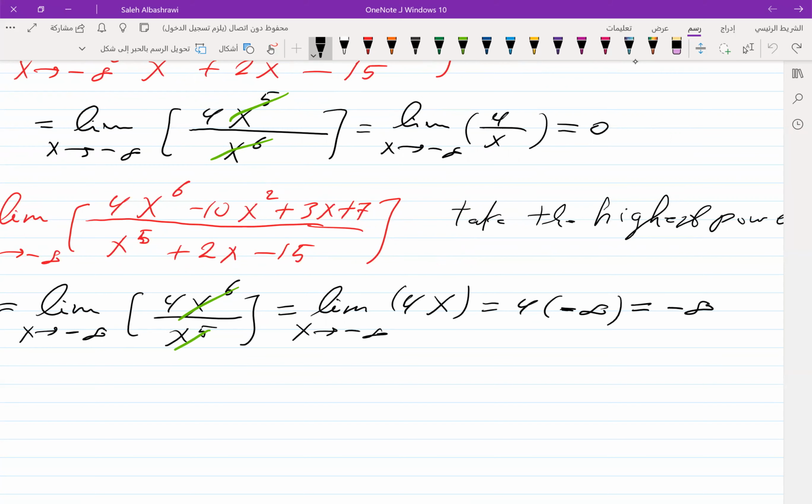So these are three cases for the rational function where the numerator and denominator are polynomials. Take the highest power. If the power up equals the power down, we take the coefficients a over b. If the power down is bigger than the power in the numerator, it is equal to 0. If it is the reverse, it will be either plus or minus infinity, depending on the power and the coefficient of the highest power.